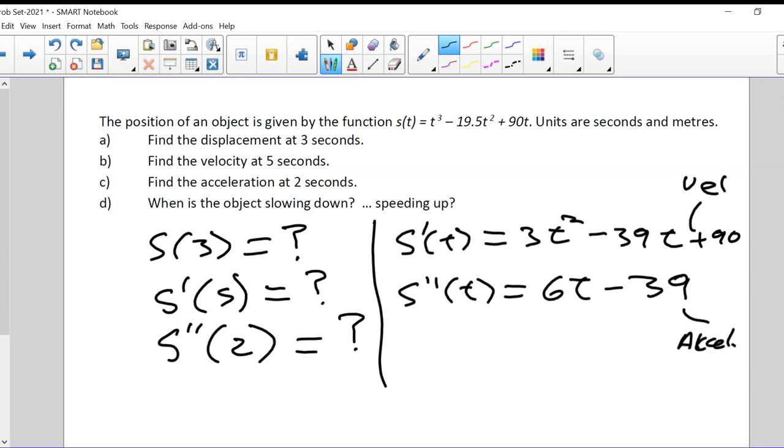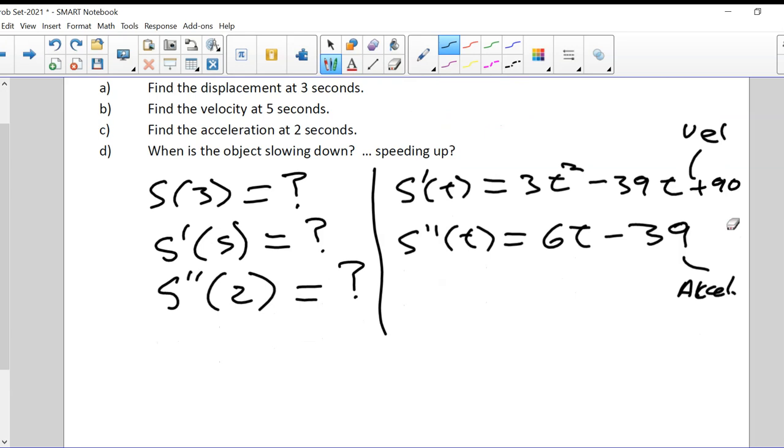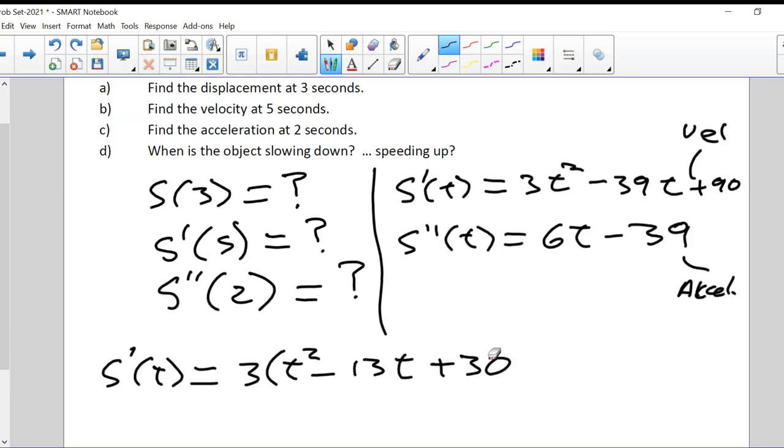Okay, so I'm going to go ahead and try to draw this function, but it's a good thing you mentioned that because now I'm going to go ahead and factor out that 3. So it's the same thing as this. S prime of t is the same thing as 3t squared minus 13t plus 30. I think I got that right.